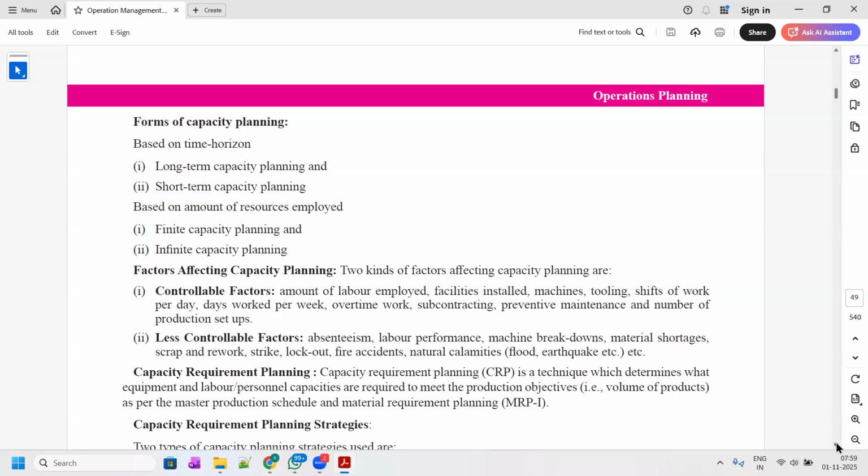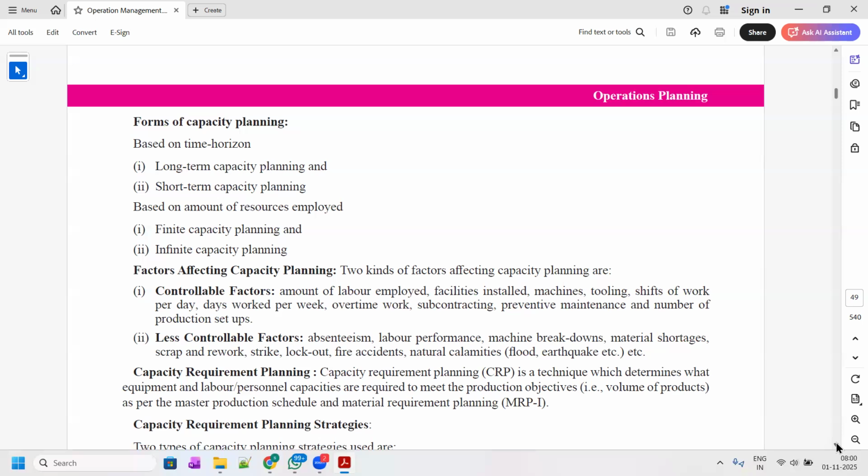Okay, so in forms of capacity planning, we have discussed both these parameters, short term and long term capacity planning. And based on the amount of resources being employed, it can be finite or infinite. You understand, nothing can be infinite. Next are the factors which affect capacity planning.